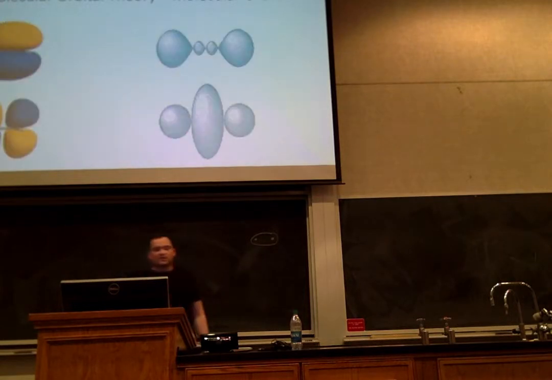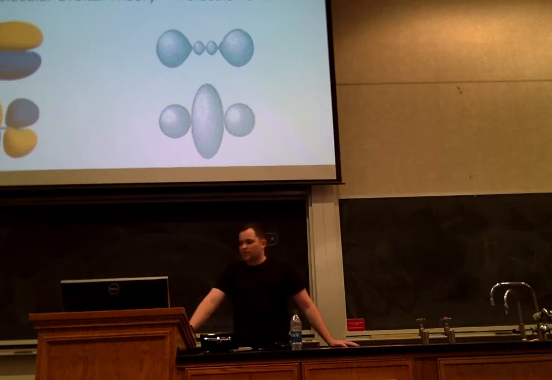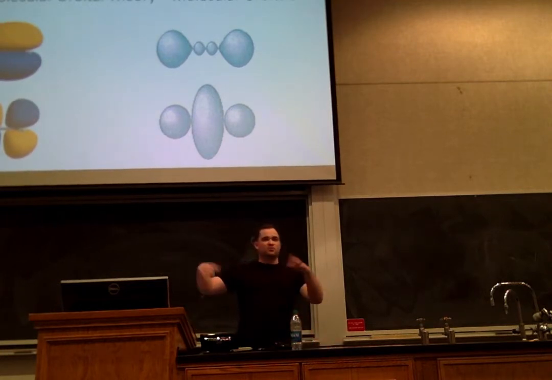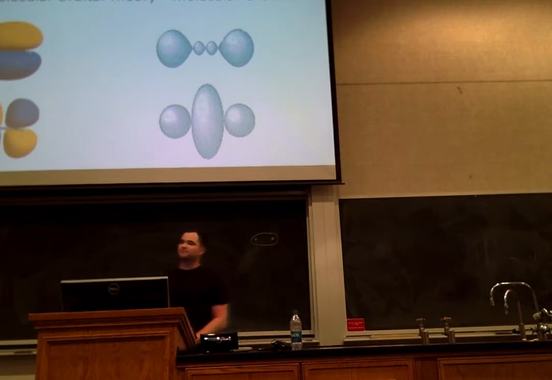So, look at these four, and now decide, and then discuss with your neighbor, which of these is pi. It could be multiple or one, all right? Pi antibonding, sigma, and then sigma antibonding.